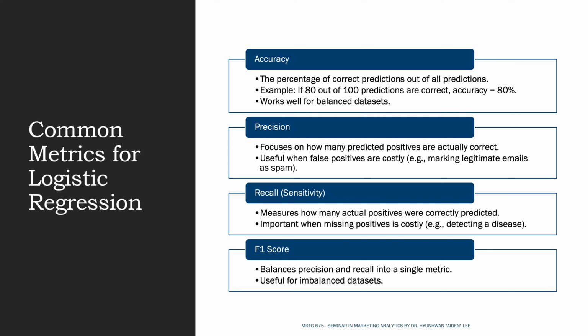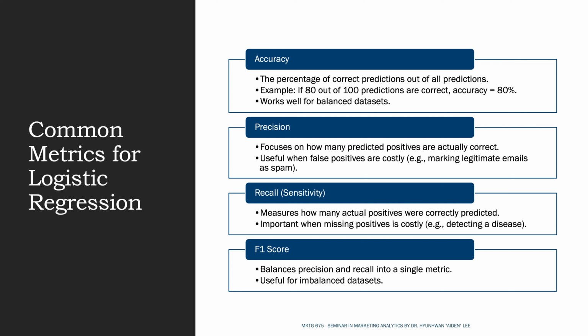Third is recall, also called sensitivity. Recall looks at the actual positives and asks, out of all the customers who truly churned, how many did we correctly catch? This is important when missing positives is costly, for example, failing to detect a disease or missing high-risk churners.